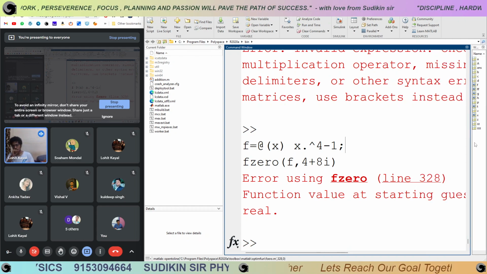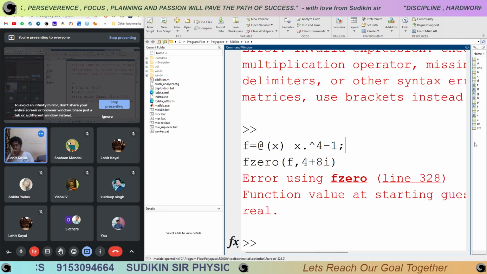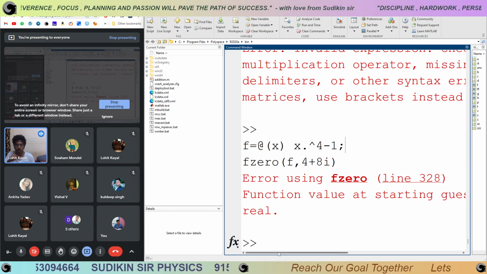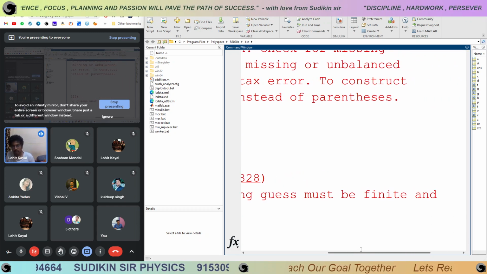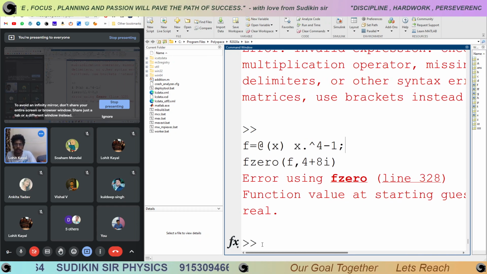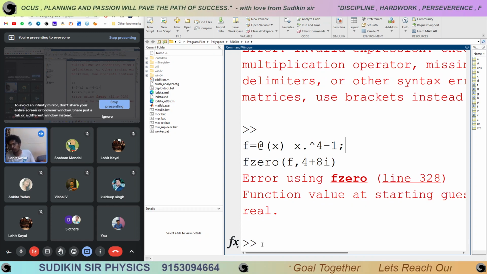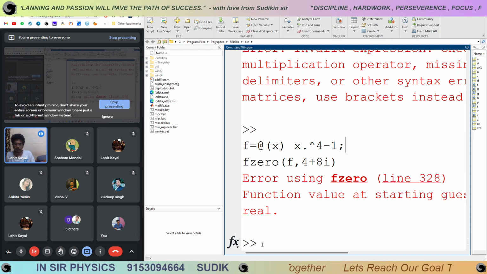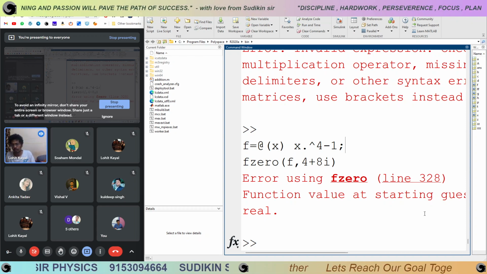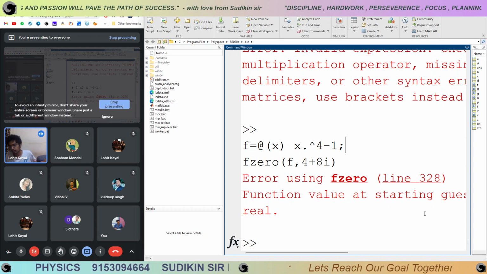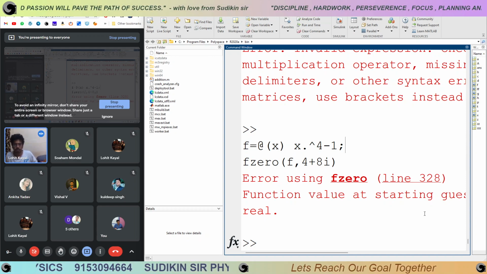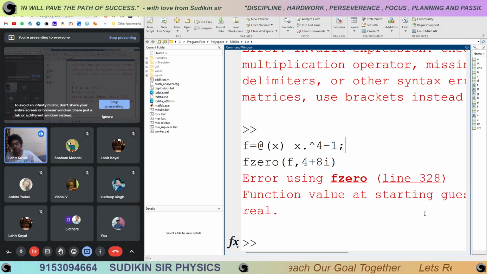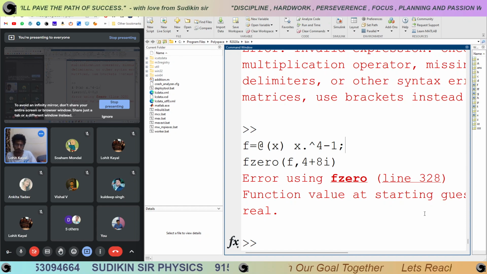If x equal to x dot to the power 4 minus 1, function value at starting error using f0. Show me the complete error. Function value at starting guess must be finite and real. Oh, then it is a problem. Actually, this is not an error. If you interpret it, x to the power 4 minus 1, so 4 plus 8i to the power 4 minus 1, this thing is actually an imaginary number. That's why you are getting an error.